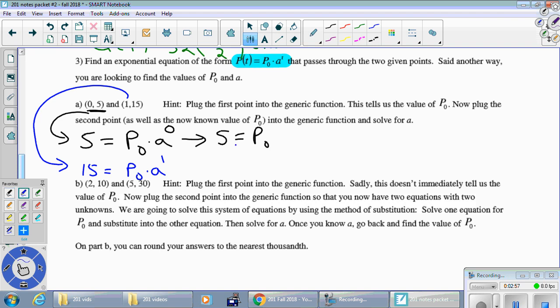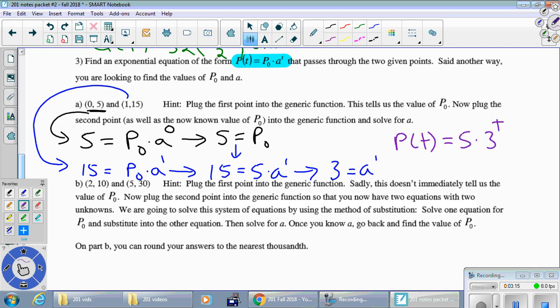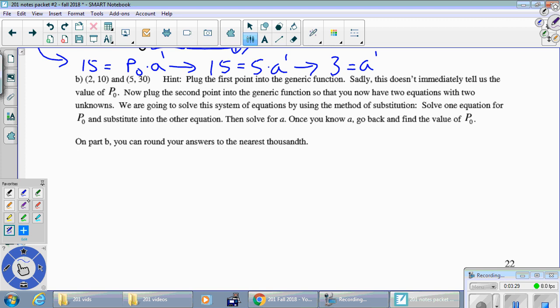And so that means that I can take that and plug it into this equation now. 15 equals 5 times A to the first. So 3 equals A to the first. And let's just write our final answer in the blue highlighted form at the top. 5 times 3 to the t. That function hits the 2 points given right here. Okay, but I was particularly nice giving you a 0 here because that meant that this A to the 0 just vanished. Didn't have to do any work on that one. So I'm going to be less nice on this one.